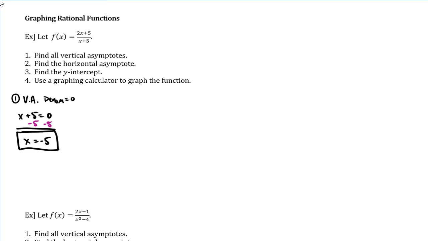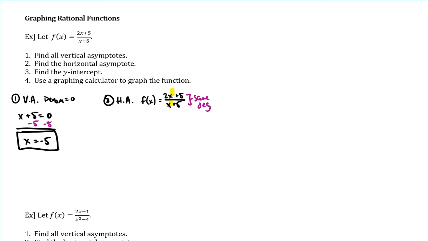The second thing we need is the horizontal asymptote. Let me put that right here, number 2. The horizontal asymptote is when we compare the degree of our polynomial's numerator and the polynomial's denominator. The whole thing's a rational function, but this is a polynomial up top, this is a polynomial down below. Notice they are the same degree. They're both degree 1. So I'm going to mark it right here, same degree.